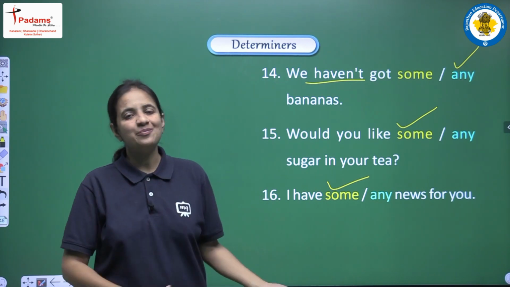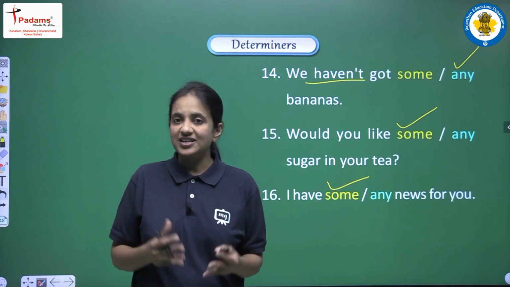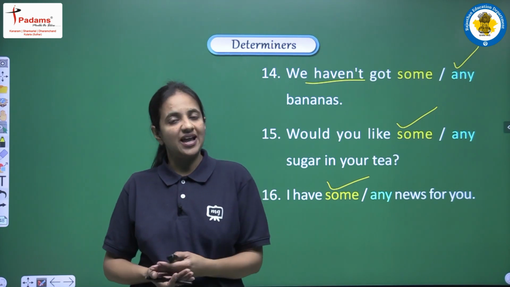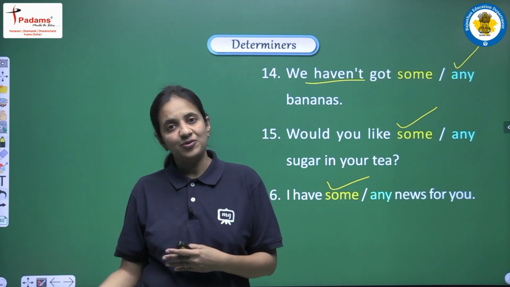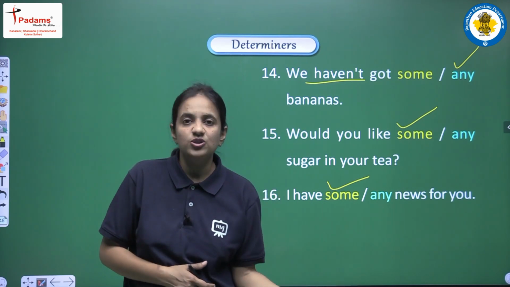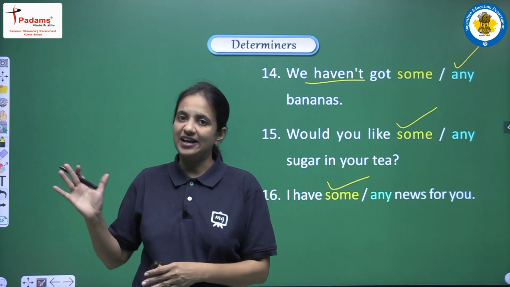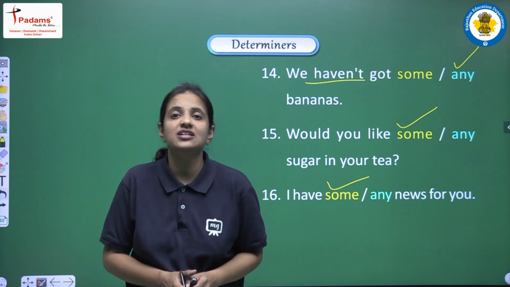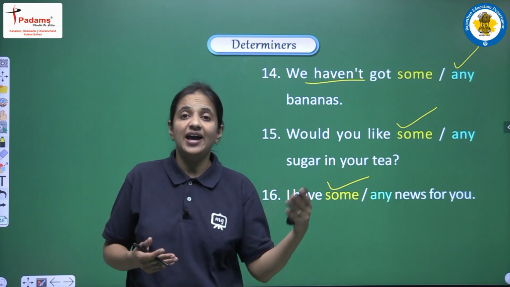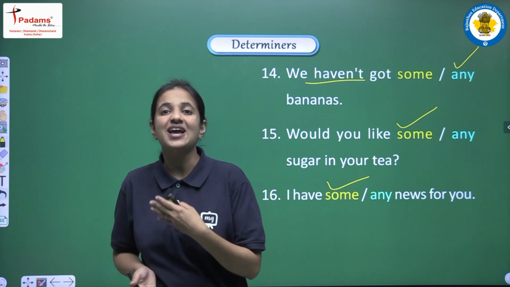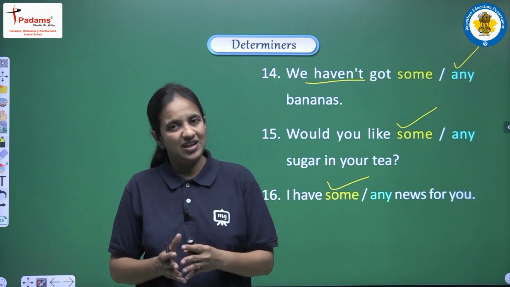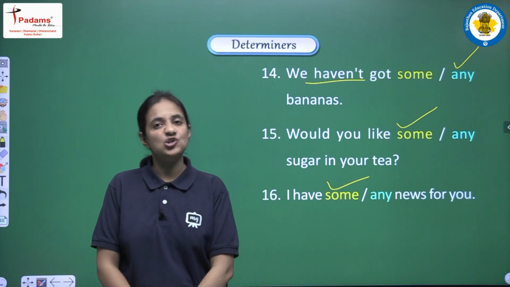Okay, so this is all about some and any. These are our first two determiners, and just remember all the things we have discussed. Some and any can be used for both countable and uncountable nouns. The basic difference is that some is used for positive sentences and any is used for negative or interrogative sentences, but we have discussed many exceptions also: in interrogative sentences we sometimes have to use some, and in positive sentences we have to use any when we have words like hardly, scarcely, barely. We have seen many examples.